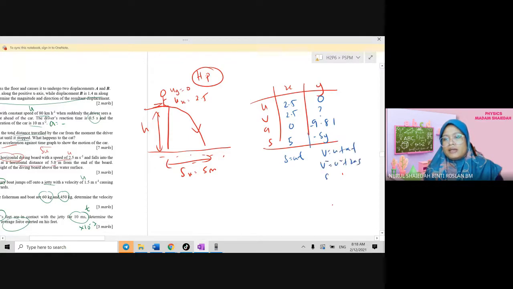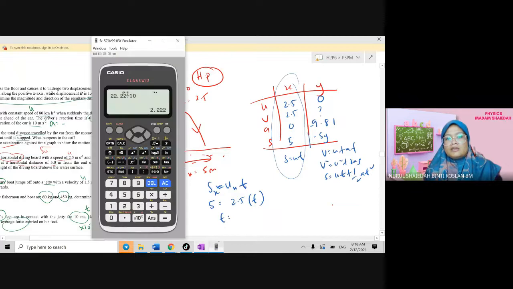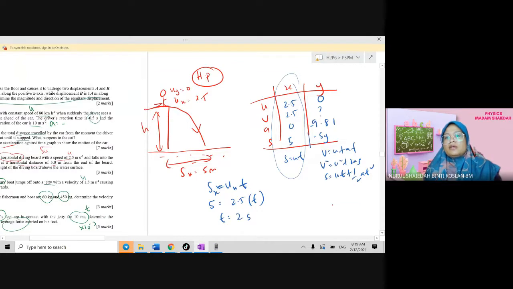It uses all the formulas that we have. Okay, so we need to find, we have SX. So let's start with X first. Okay, so you have SX, you have U. So we can find the T, the time taken for it to fall. So SX equals UXT. I use the X component 5, 2.5, so I can get the time. So this time is the time it takes to fall. So you get 2, within 2 seconds.